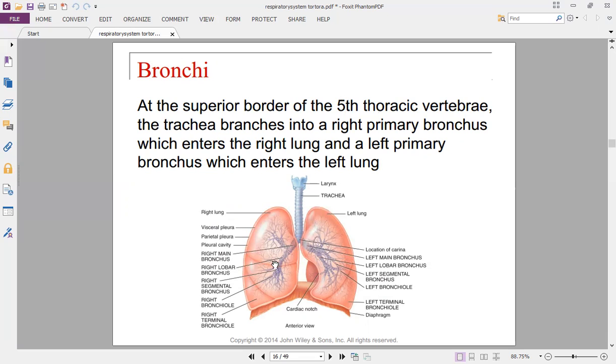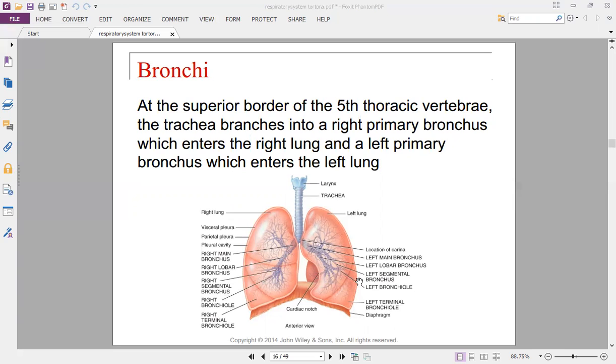The right main bronchus will then further divide into the right lobar bronchus. Lobar means each will go into each lobe. So right lobar bronchus, then there are segmental bronchi. Segmental means that it is further divided, and then the bronchioles start to form. The bronchioles will keep on dividing till they form the terminal bronchiole. The same thing goes on the left side as well.